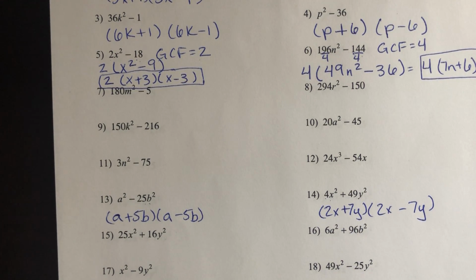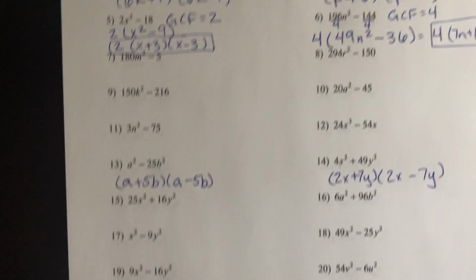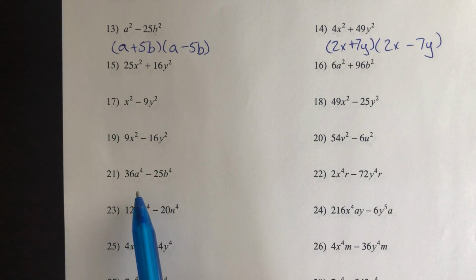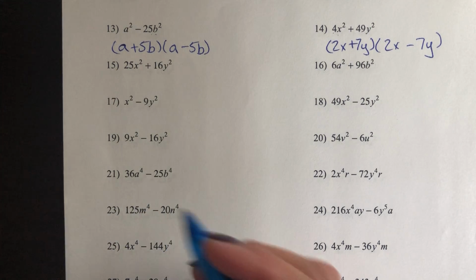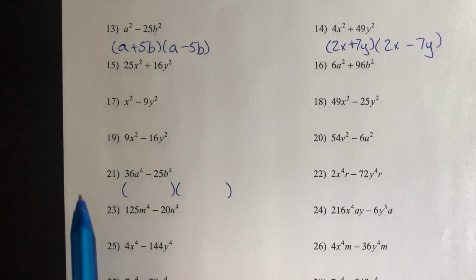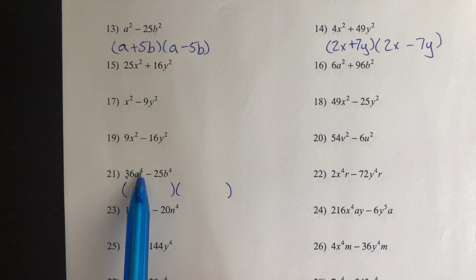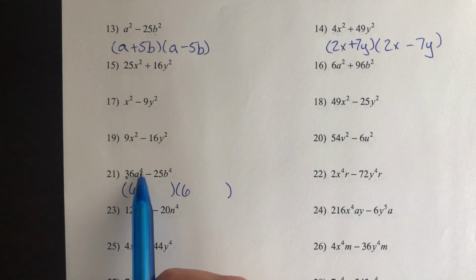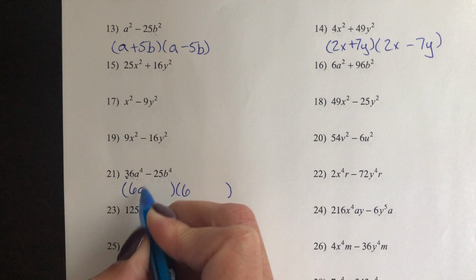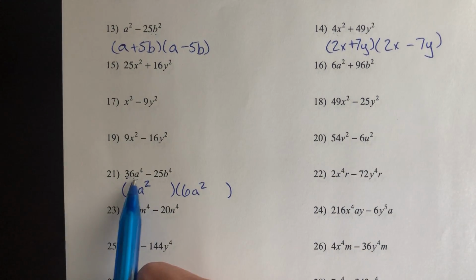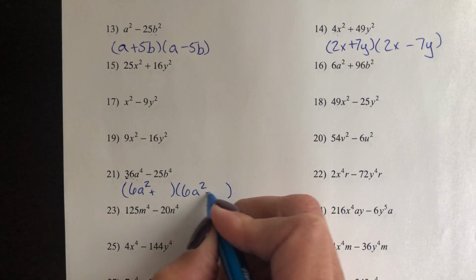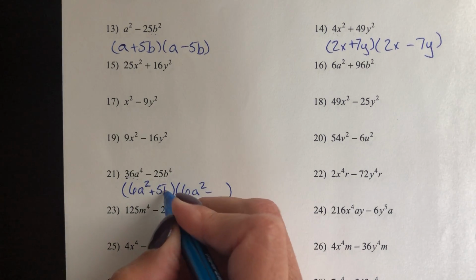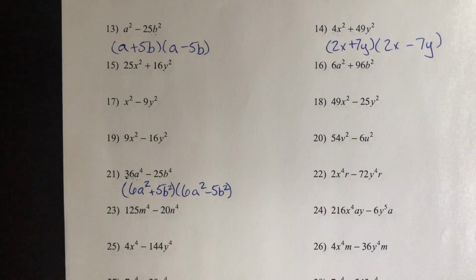All right, let's try a few more. Let's skip down to 21. Okay, so 21 right here. Looking for a GCF. No GCF there. So I'm going to take the square root of 36a to the 4th. That would be 6. And then the square root of a to the 4th is a squared, because a squared times a squared equals a to the 4th. Plus minus. Then that would be 5. Square root of b to the 4th is b squared.